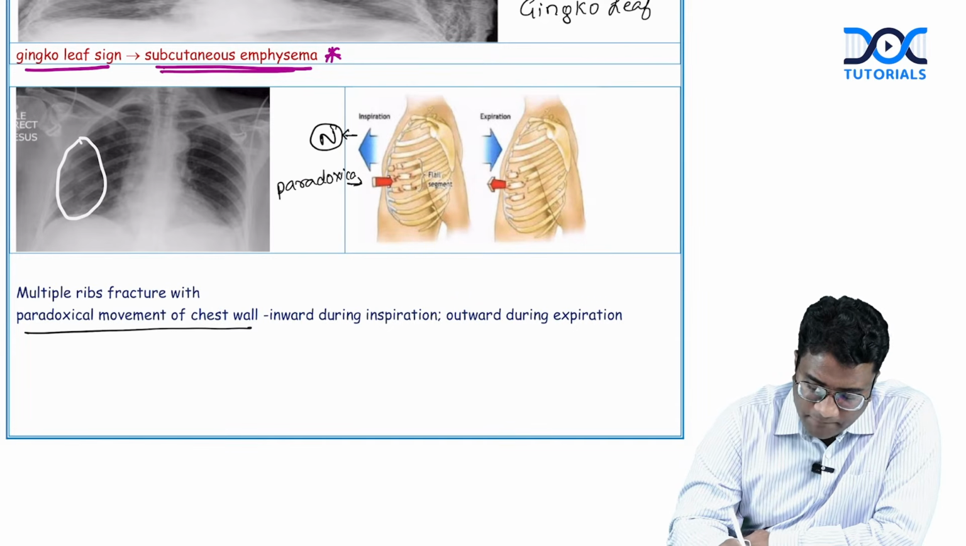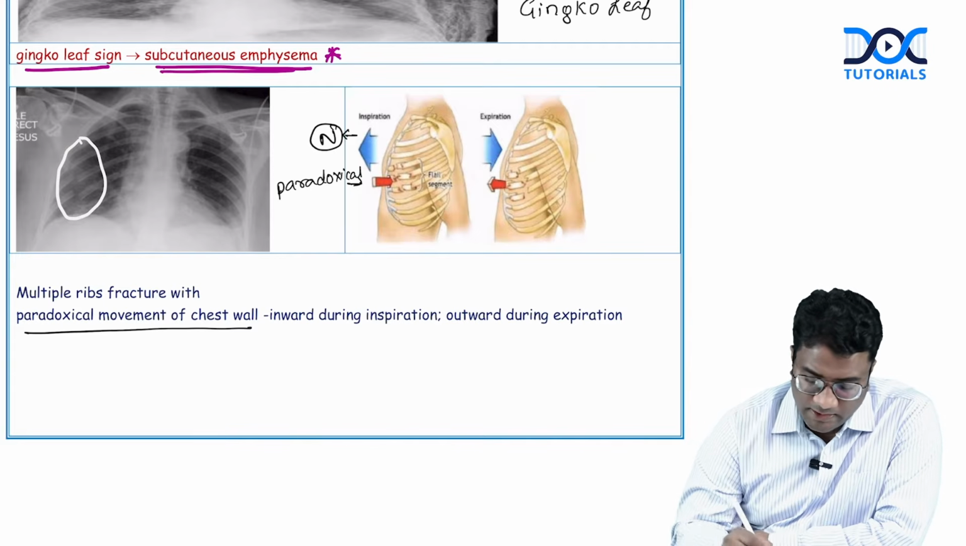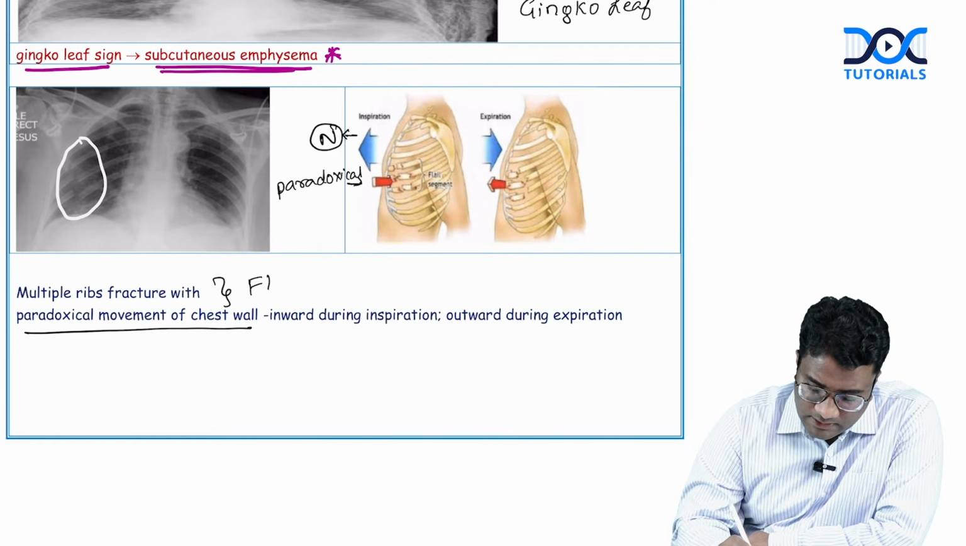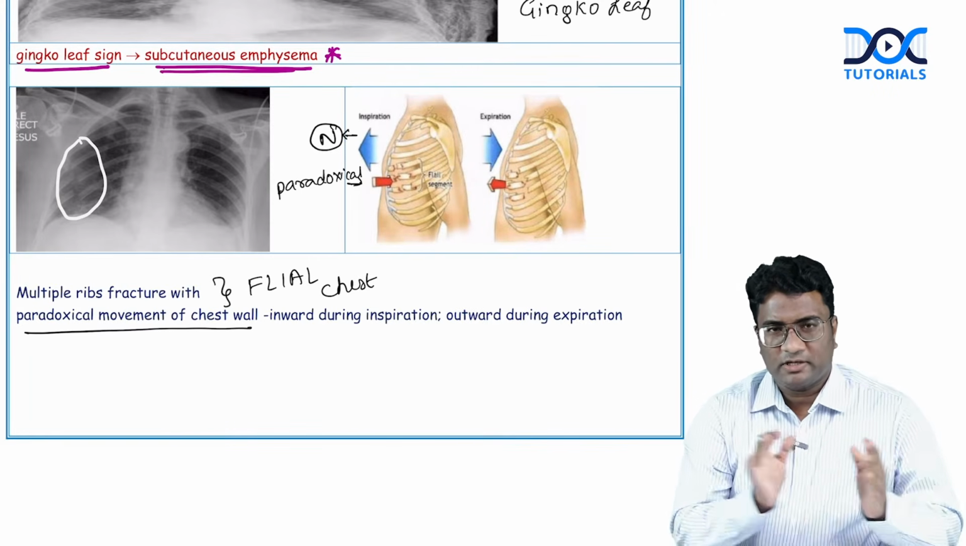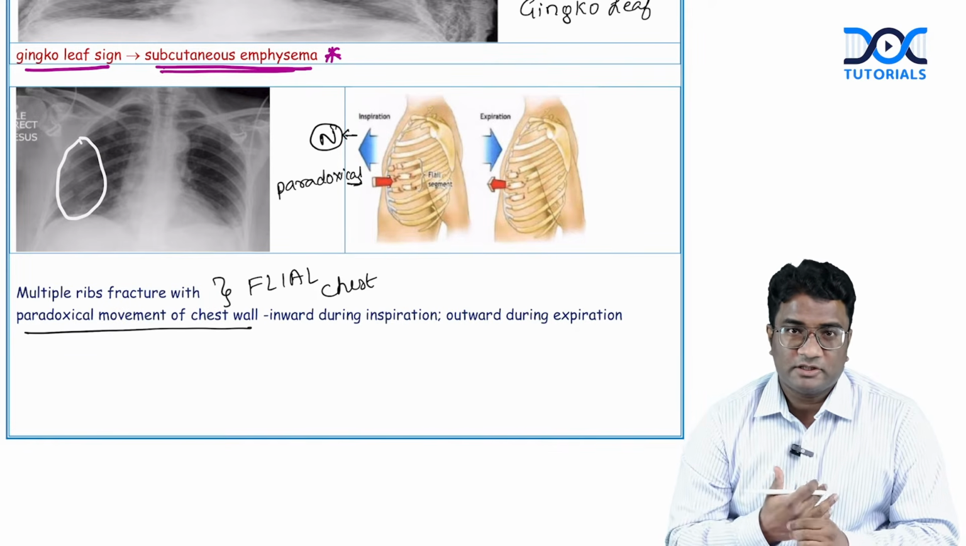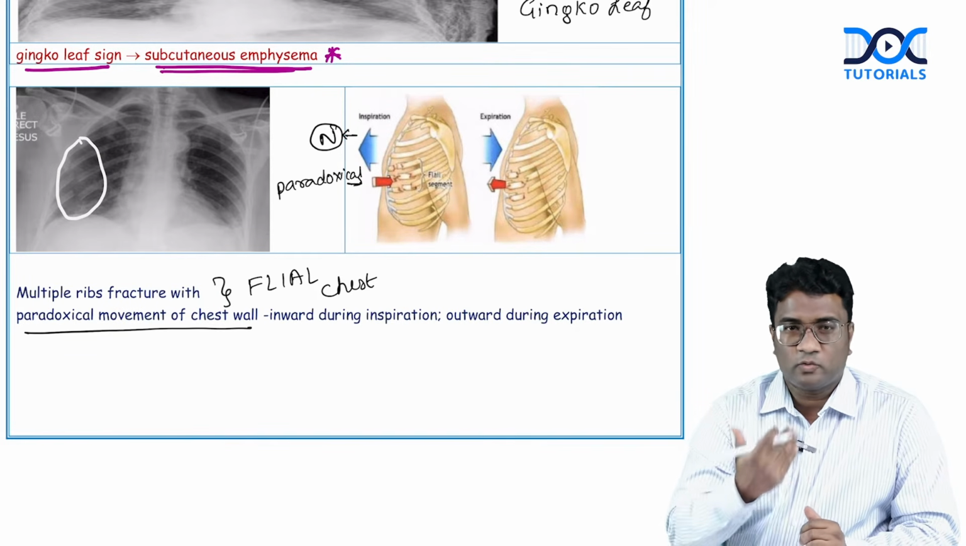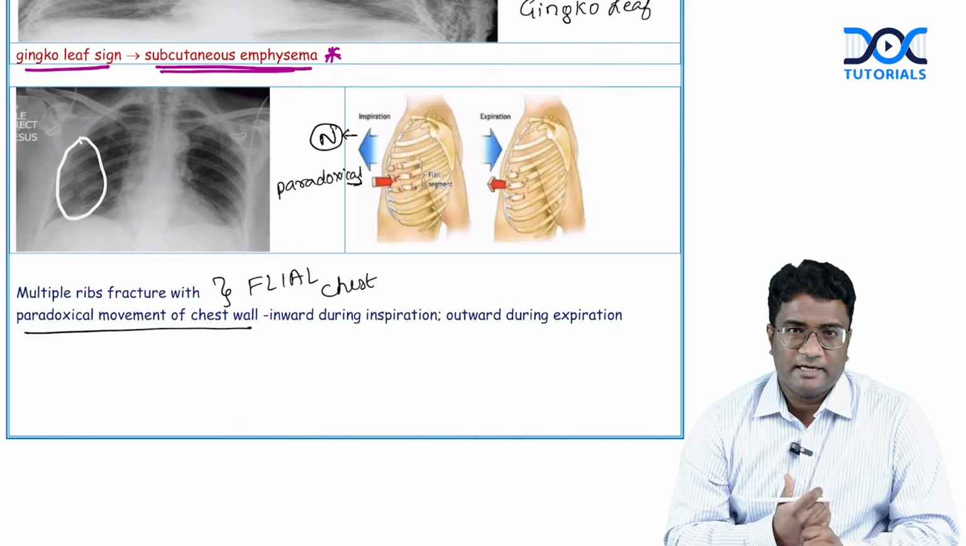So if you see such paradoxical movement, what is this suggestive of? This is Flail chest. Right? So if they give you that description and you are seeing rib fracture and you are seeing that the chest wall is moving inward during inspiration and outward during expiration, that is a Flail chest.